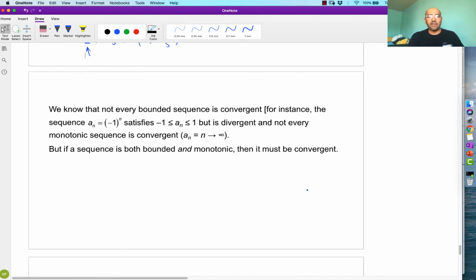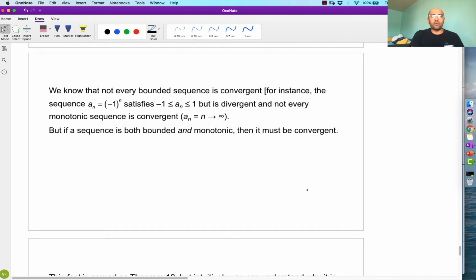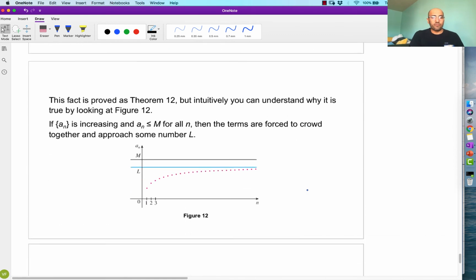Just the sequence a sub n equals n, we see that it just grows out of control, so it doesn't converge. However, when a sequence is both bounded and monotonic, then it must be convergent. So if it's bounded above, bounded below, and it's monotonic, either increasing or decreasing, then we can conclude that it must converge.